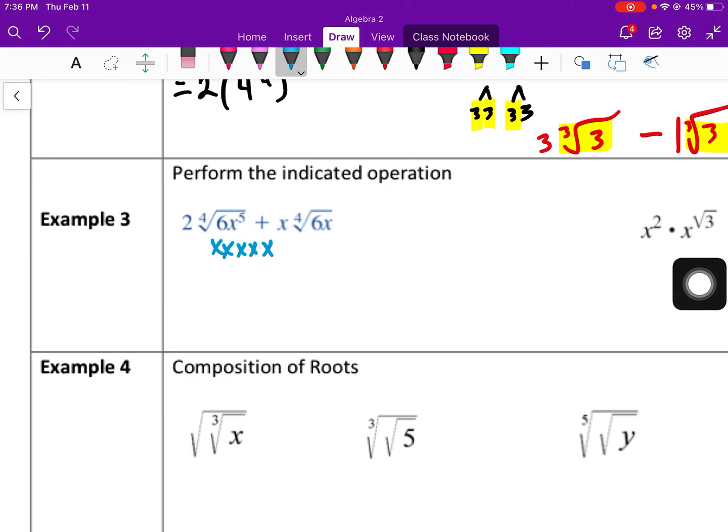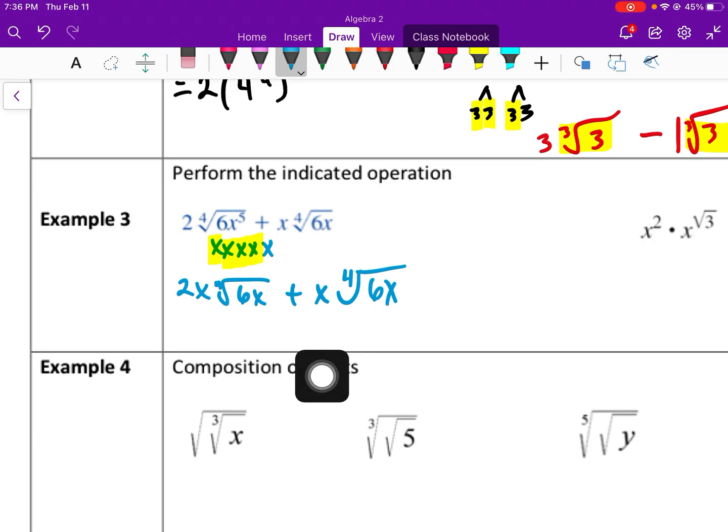It's to the 4th, or excuse me, the 4th root, so we want 4 factors of x. So 1, 2, 3, 4, so we can pull out an x, so then it becomes 2x. And then what's left on the inside? Well, it's the 4th root. We are going to leave our 6, and then we still have a factor of x. So 6x plus x. This one is simplified, so 4th root of 6x.